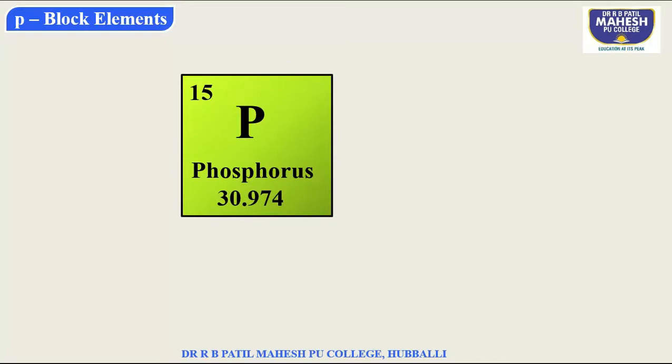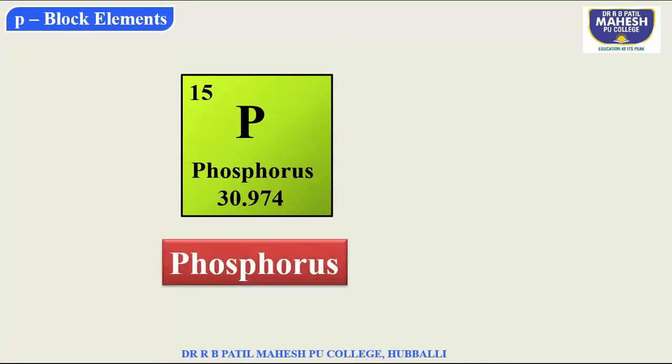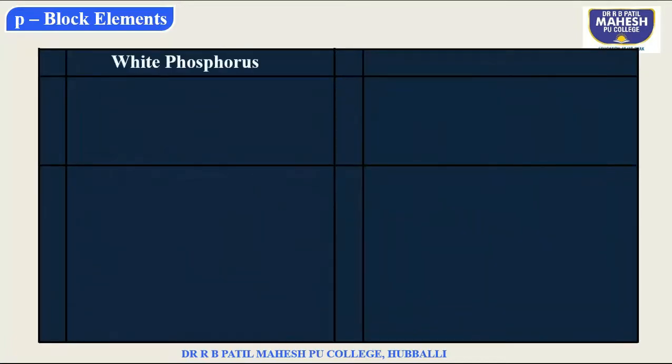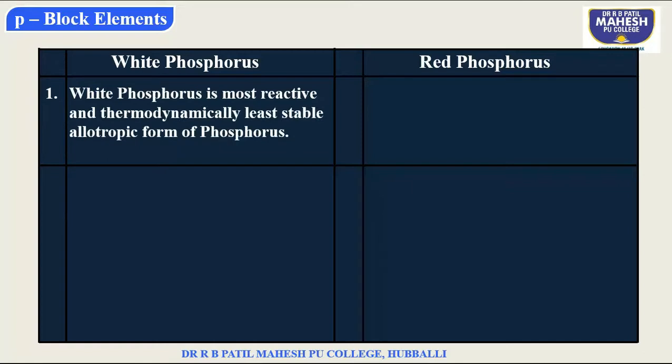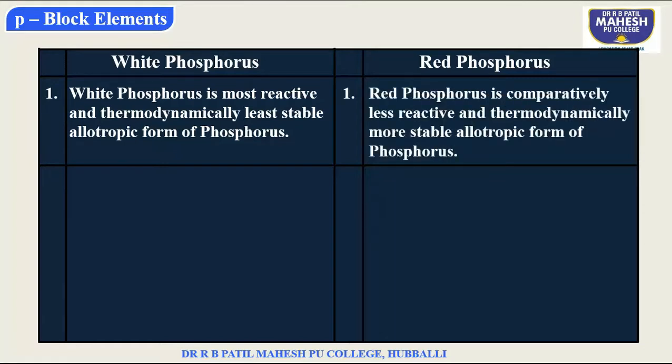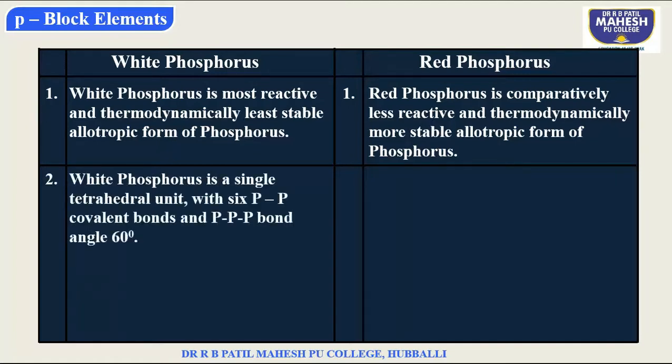The next element of group 15 is phosphorus. Phosphorus mainly has two allotropic forms, white phosphorus and red phosphorus. White phosphorus is the most reactive, thermodynamically unstable allotropic form of phosphorus, whereas red phosphorus is comparatively less reactive and the thermodynamically more stable allotropic form of phosphorus.